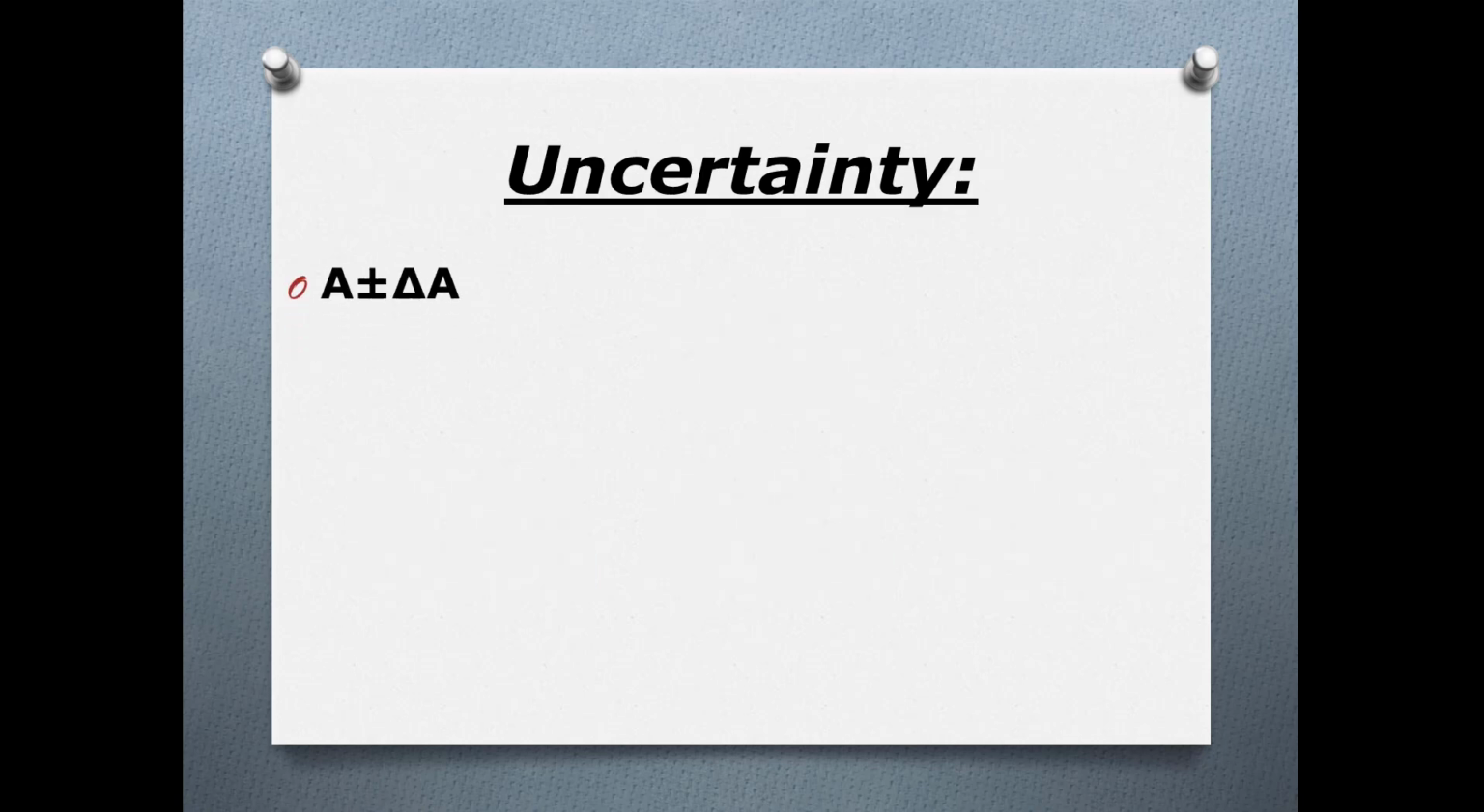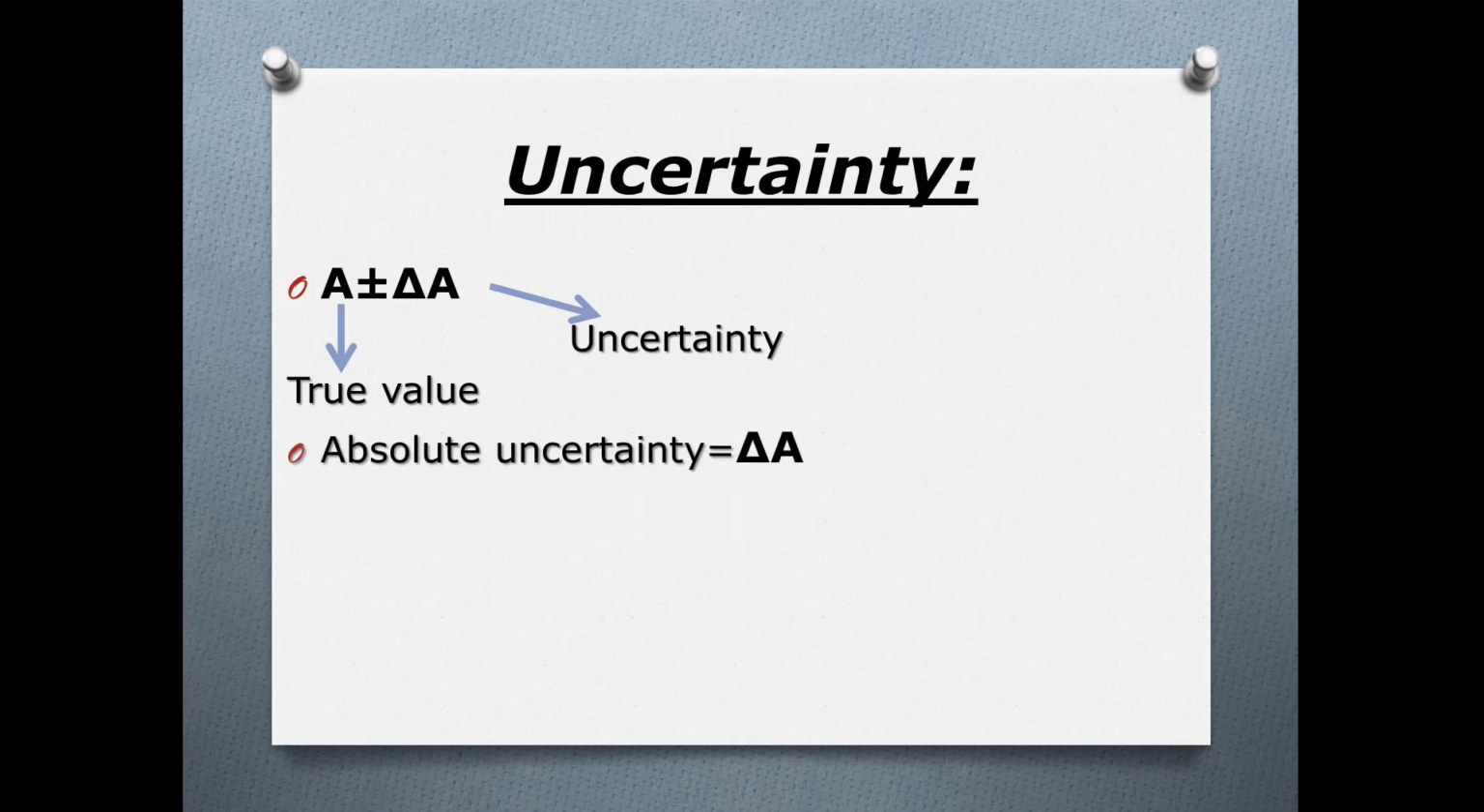Okay, so let's say we are making a measurement which is recorded as A plus minus delta A. So what is A over here? A is giving us the true value, the value which we have actually calculated, that was the actual value. And what is this delta A? This is giving us the uncertainty. So delta A is absolute uncertainty in the true value of A.